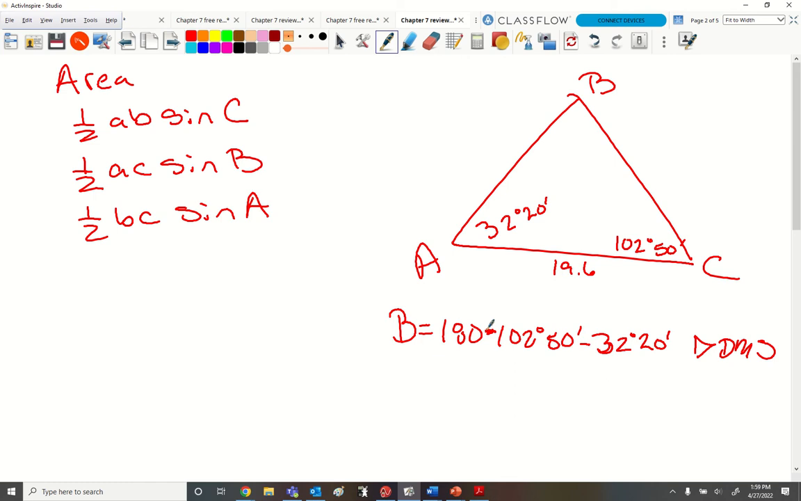44 degrees and 50 minutes. Thank you. 4450. Yeah. There we go. Now, from here, do we have enough to do the law of sine? Yes. Now, since I know all three angles, I could solve for either little c or little a to be able to use one of these formulas. So, what are we going to solve for first?